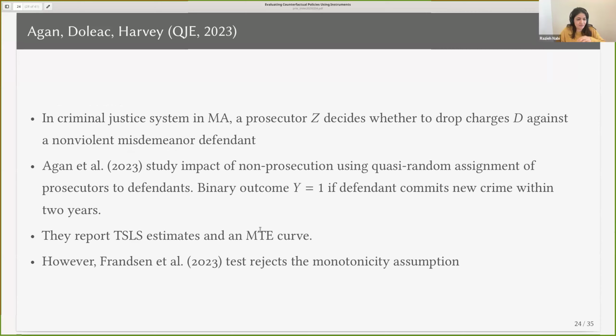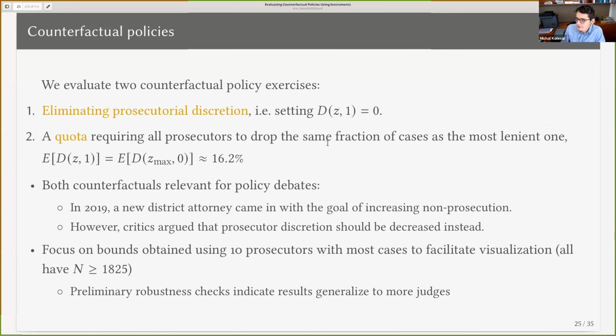So we're going to take this application from this QJE paper by Egan et al., where the random assignment is an assignment to prosecutors, and those prosecutors decide whether to pursue charges against defendants or drop the charges. Here, if you do a test for IV monotonicity, it's rejected.